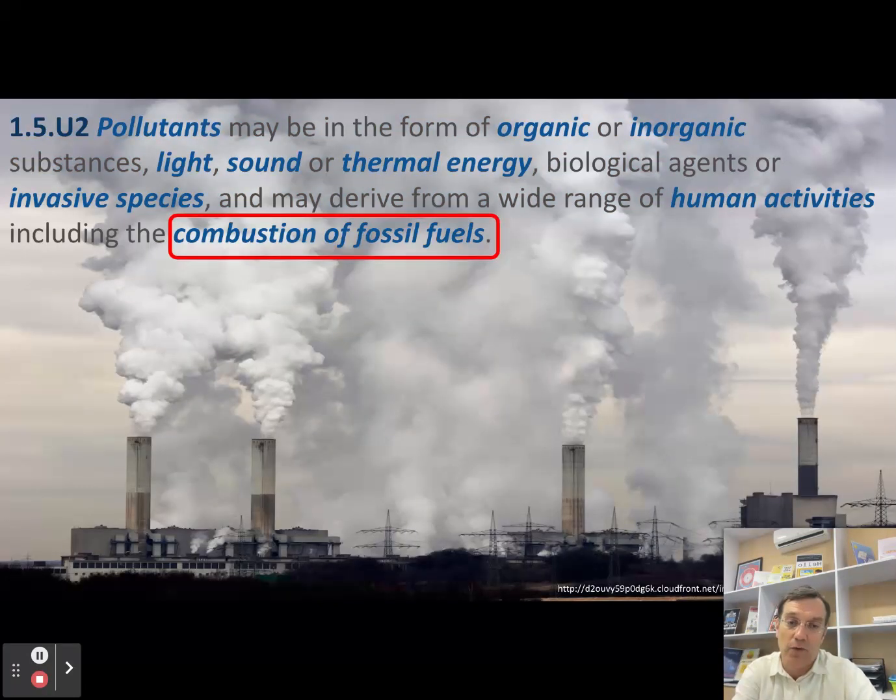And of course, one of the big pollutants that I think most people are aware of these days are the combustion of fossil fuels and the release of carbon dioxide and other greenhouse gases into our atmosphere, thus impacting the entire planet's climate.